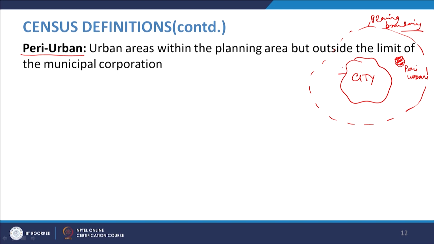Now the difference between peri-urban and outgrowth is that outgrowth is situated in contiguity of the city beyond the administrative boundary. So this is basically outgrowth, but peri-urban areas are always beyond the municipal boundary, but not in contiguity. That is the difference between the outgrowth and the peri-urban area.